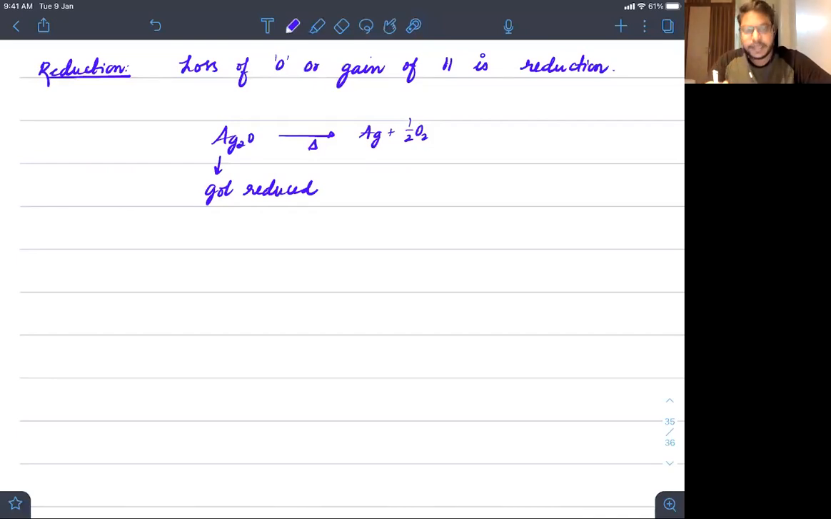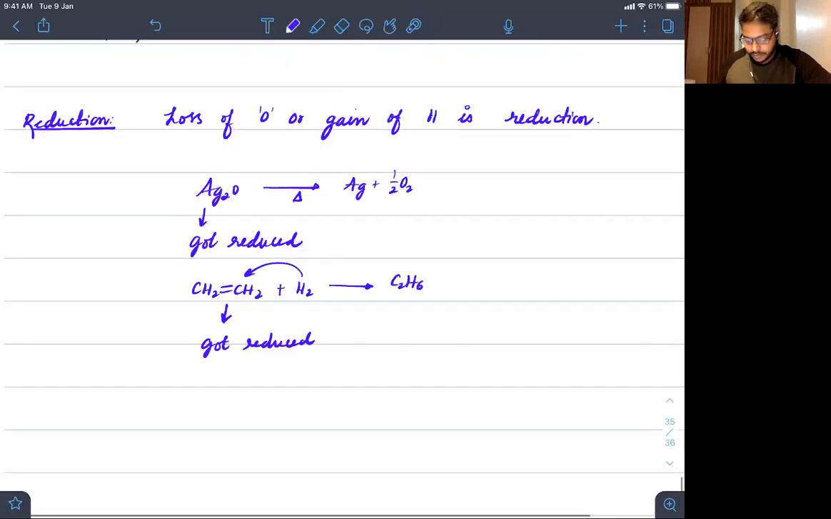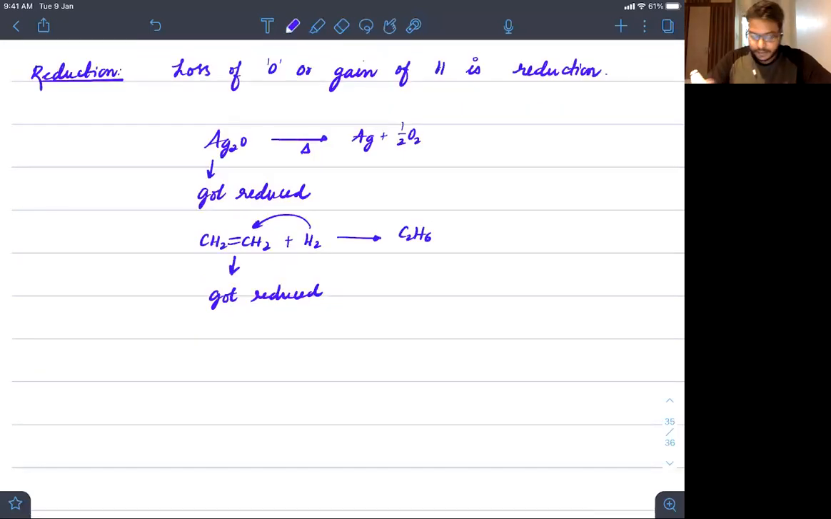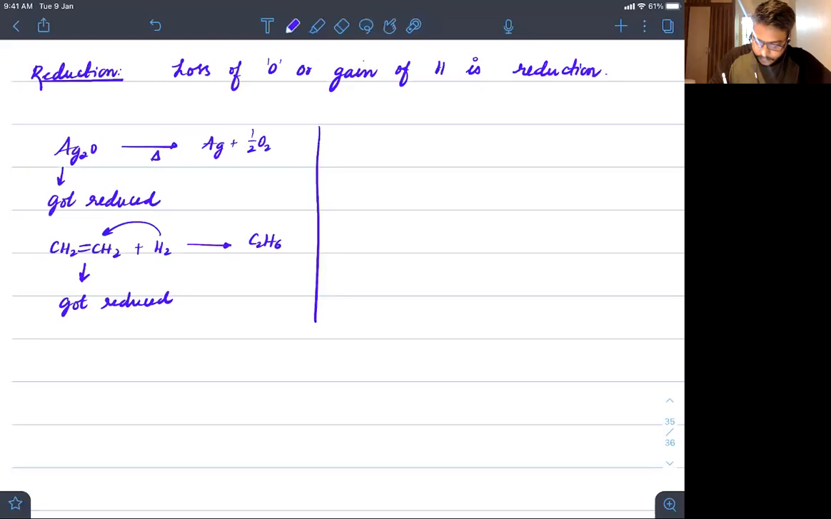Addition of hydrogen. Any addition of hydrogen is always called reduction. For example, if you have CH2=CH2 and you're adding one H2 to this, it will become C2H6, which means hydrogen got added to this. So we say this compound got reduced. So addition of hydrogen or removal of oxygen is a reduction process. Or the modern definition is that addition of electrons is reduction.